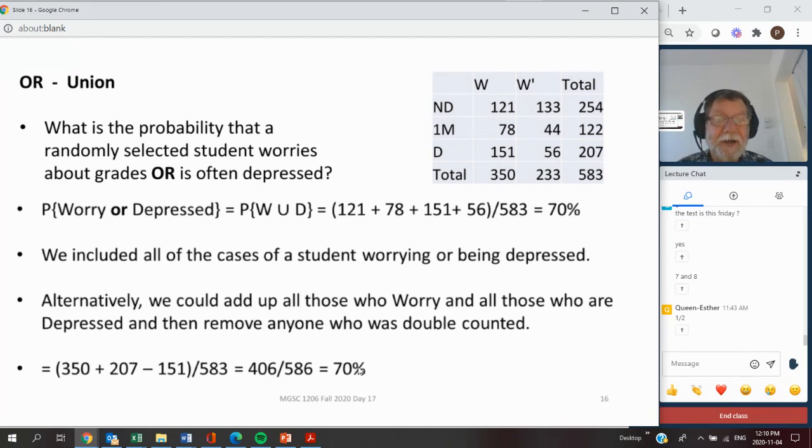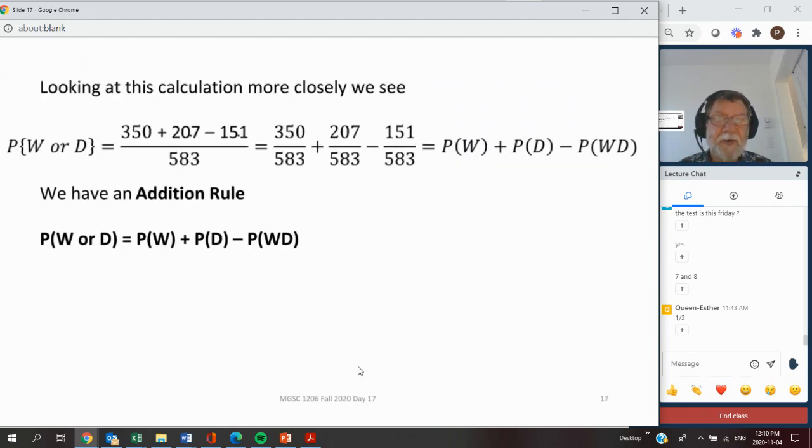Yeah, I should. Okay. Just thinking about that, though, gives me a rule. So this is worried or depressed. I take all the worried students, all the depressed ones, subtract off the ones that I've counted twice, divide by 583. That's how I work out the 70%. But let me divide each thing by 583. And that's okay to do. You can do that type of division.